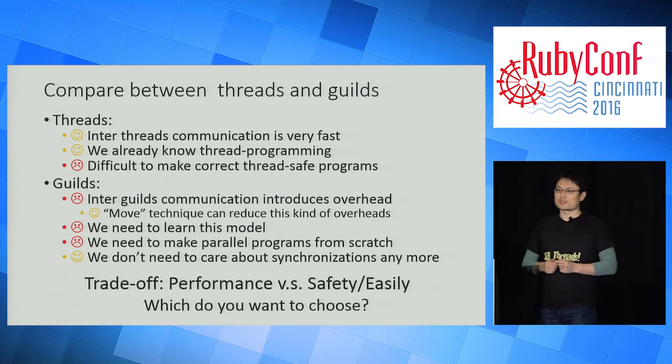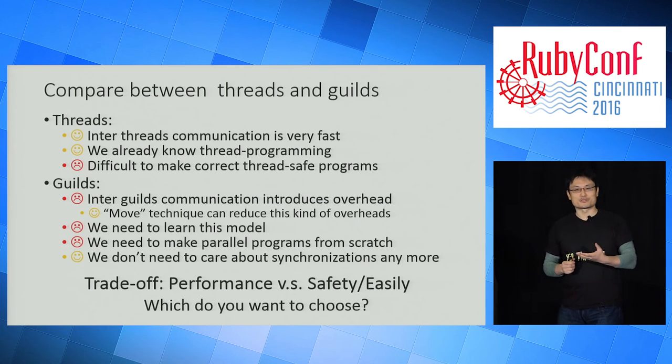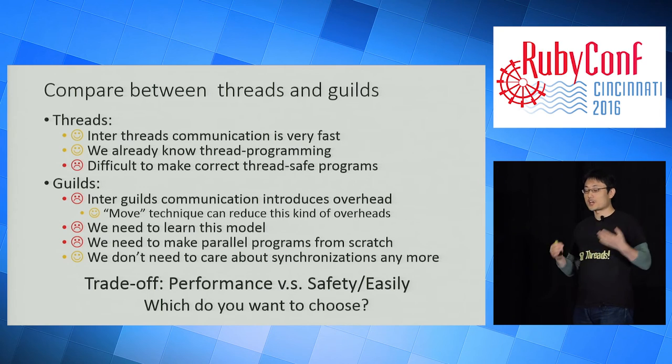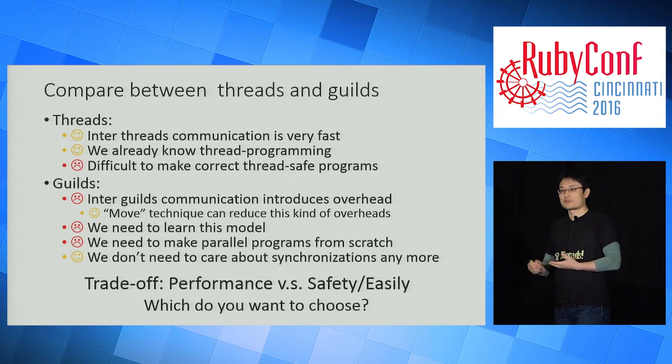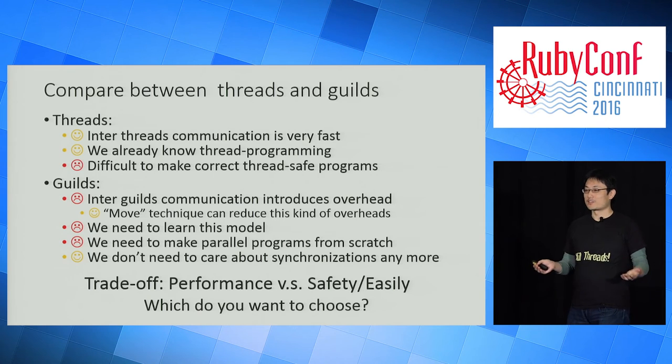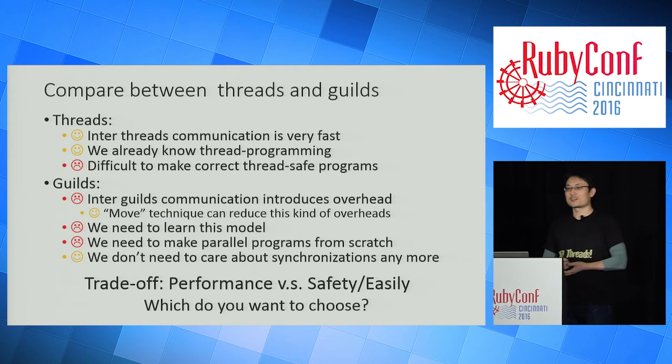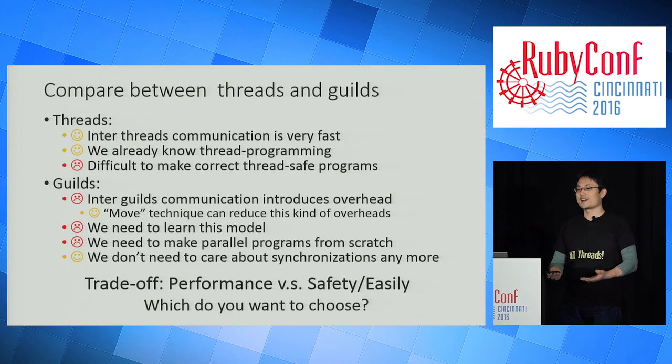So it is similar to garbage collection. Without garbage collection, it can be faster, so we shouldn't care about the performance overhead, the GC overhead. However, garbage collection makes programmers happy because we don't need to care where we need to free the object or something like that. I'm not sure which you like, but I like garbage collection, and I like guilds.